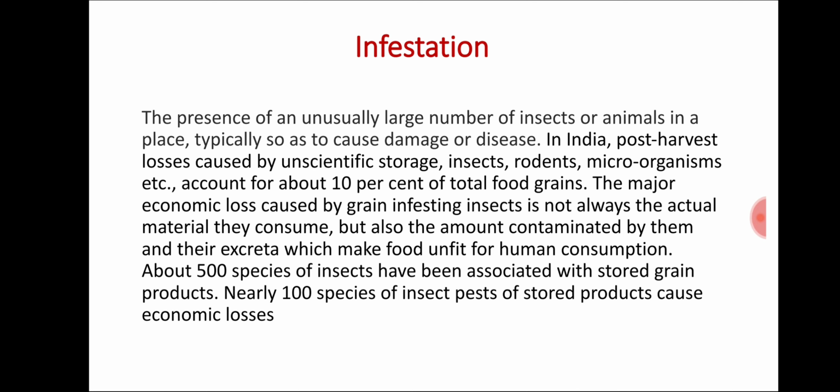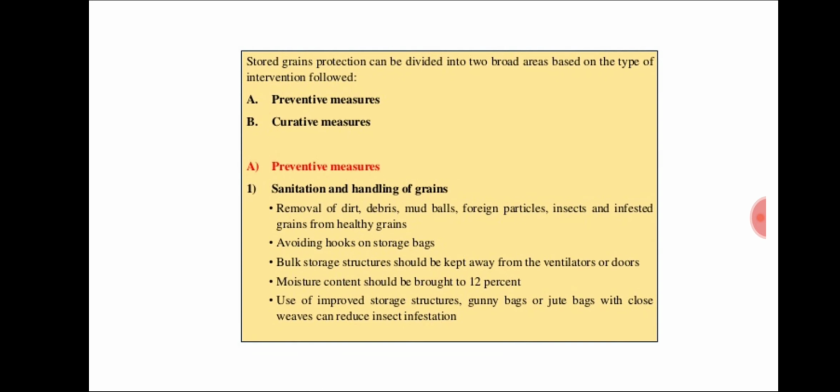The major economic loss caused by grain infesting insects is not always the actual material they consume, but also the amount contaminated by them and their excreta, which make food unfit for human consumption. About 500 species of insects have been associated with stored grain products. Nearly 100 species of insect pests of stored products cause economic losses.